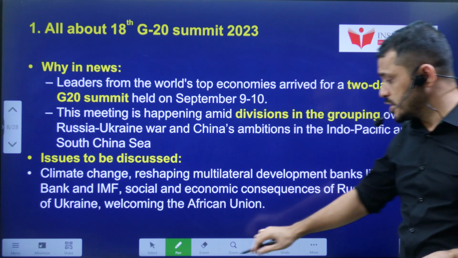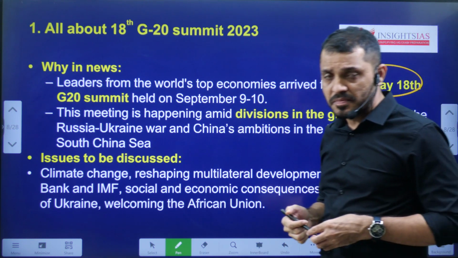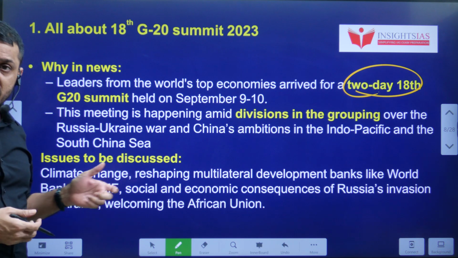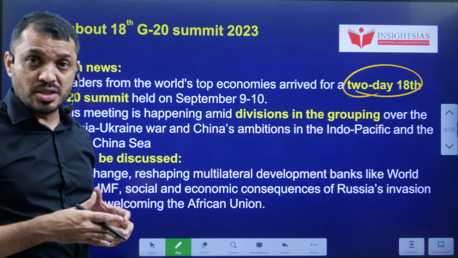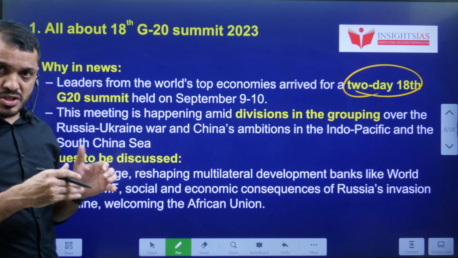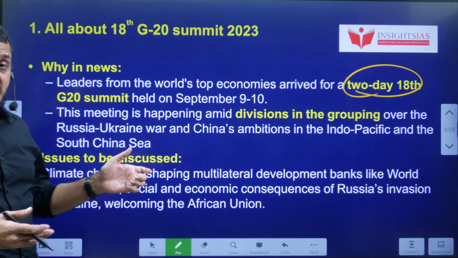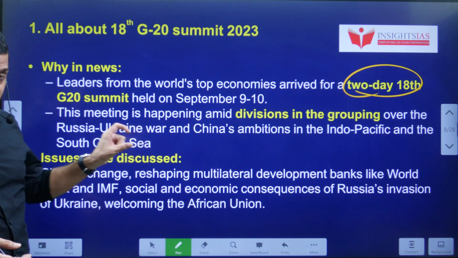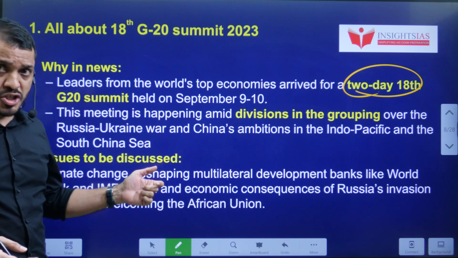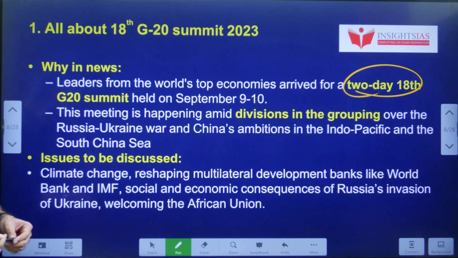Now, why is it in news? It is in news because India is hosting the 18th G20 summit on the 9th and 10th of September. Various nations' presidents and prime ministers attended. And one more thing you have to remember, the G20 is happening in the backdrop of tensions due to the Ukraine-Russia war and China's aggression in the South China Sea. That's the reason the Chinese president did not attend this year's G20 meeting. Amid this rising tension in the Indo-Pacific, the South China Sea and Ukraine-Russia, this G20 is having a very significant moment. What are the issues they are going to discuss in the G20?